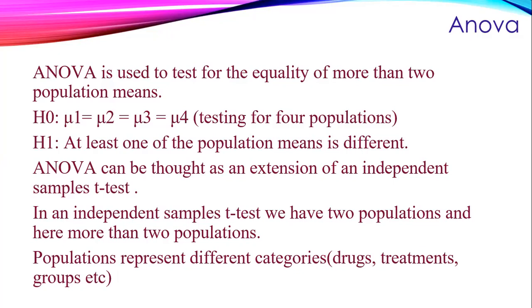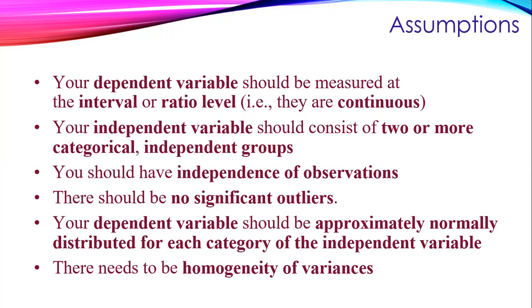ANOVA is thought of as an extension of an independent sample t-test. An independent sample t-test you do for two groups. When there are more than two groups, you do an ANOVA. The null hypothesis will be mu1 is equal to mu2 is equal to mu3 is equal to mu4. In my example, job satisfaction of people among the four groups, are they equal or not? The null hypothesis always assumes they are equal. The alternate hypothesis assumes that even one can be different from the others.